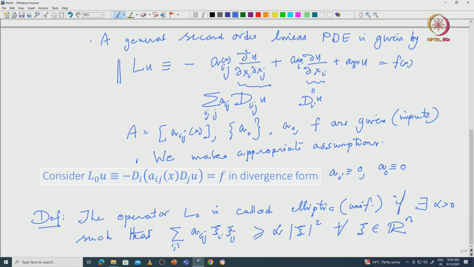So, this is an important condition, one assumption which you make. We are considering elliptic operators only in this course. We also have the boundedness condition, another assumption.